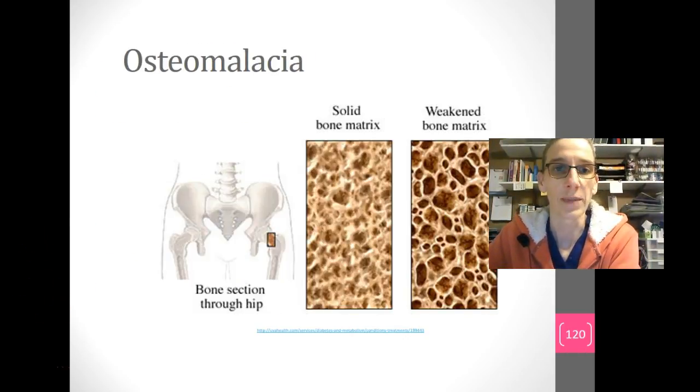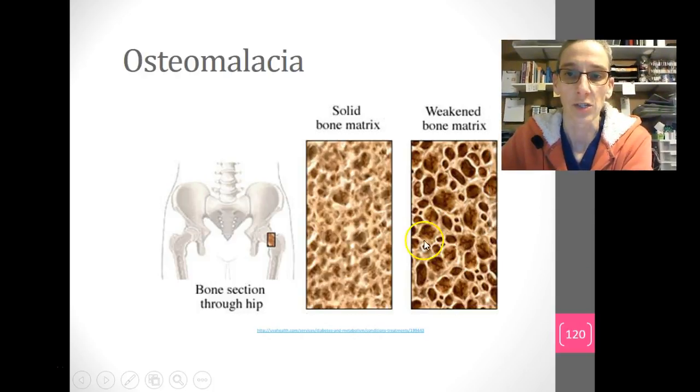Now this is just showing you a picture of osteomalacia. This is a bone section. This is a solid bone matrix. And here's your weakened bone matrix with osteomalacia.